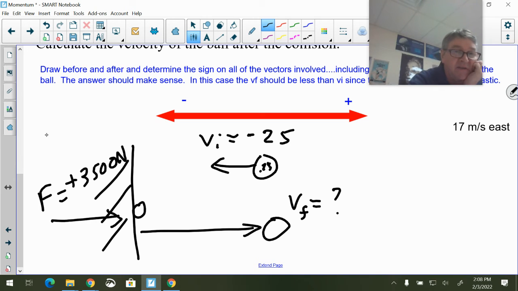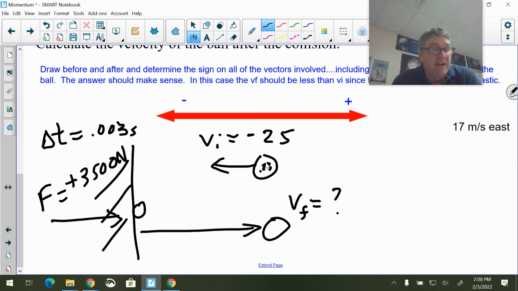And the other thing they tell us is the delta t for that application of that force is 0.003 seconds. So now the problem turns into a plug and chug, but again, it's not a difficult problem as long as you make sure you pay attention to the sign conventions. Because the velocity initially is west, we have to negate that. Because the force from the wall onto the ball is positive, we can put a plus 3,500. And I expect my answer to come out positive here.